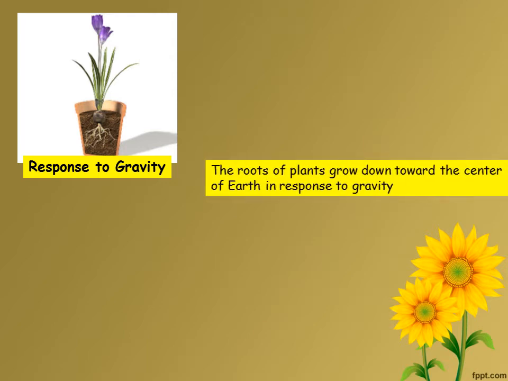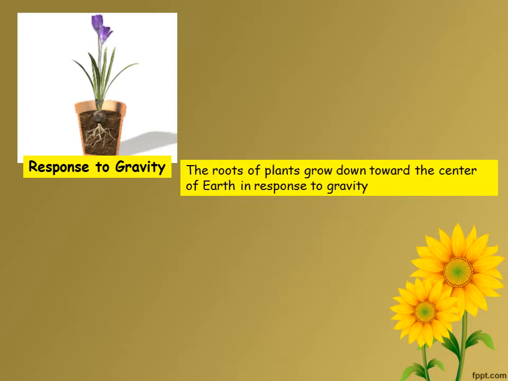Okay, let's proceed here. We have response to gravity. The roots of plants grow down toward the center of the earth in response to gravity. By the way, grade 4, gravity is the force that causes things to drop to earth. The stem of a plant grows in the opposite direction, away from the center of the earth.